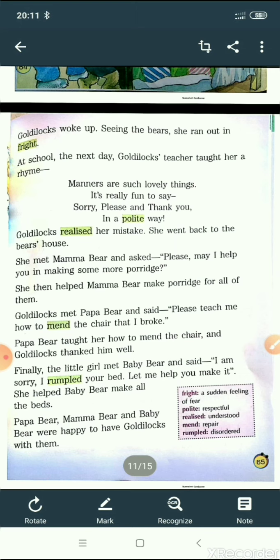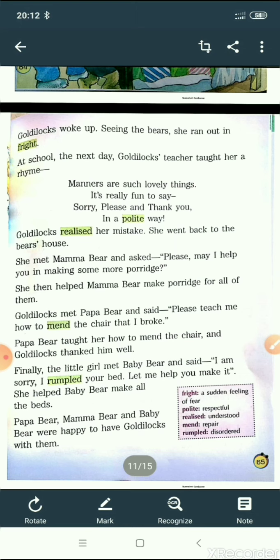Now, Papa Bear, Mama Bear, and Baby Bear were all happy with Goldilocks because she used the polite words. She said please, she said thank you, she said sorry. And she helped all of them. She helped Mama in making porridge. She repaired the broken chair, and she made the beds.